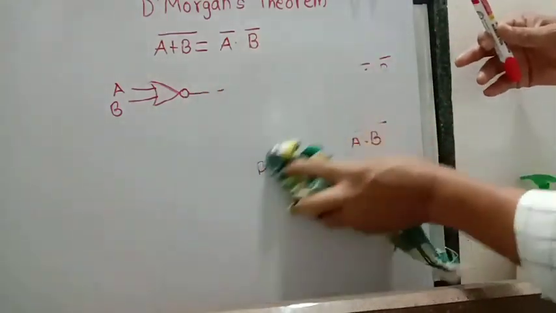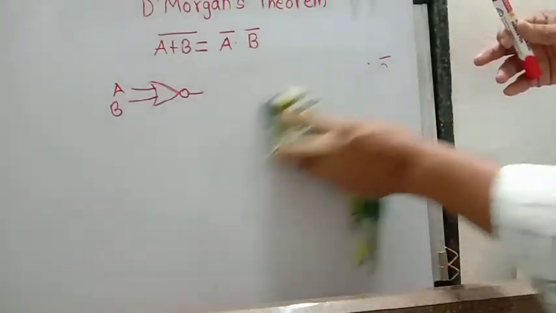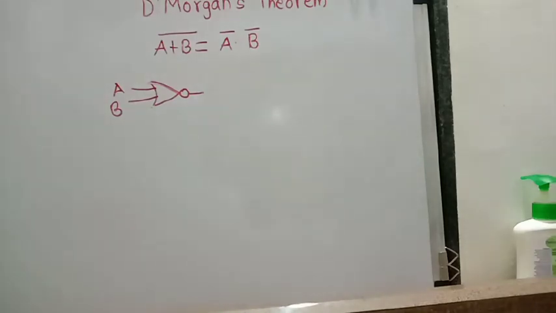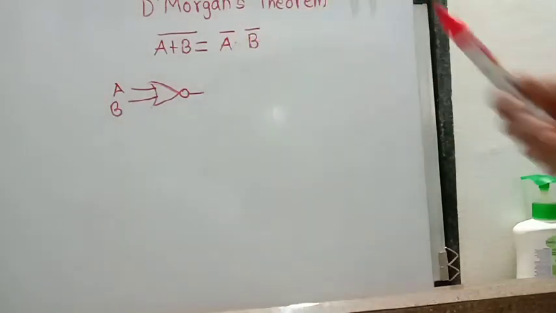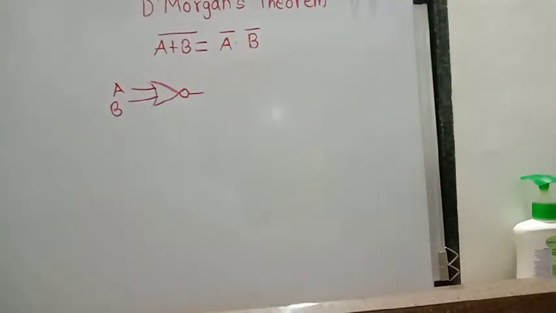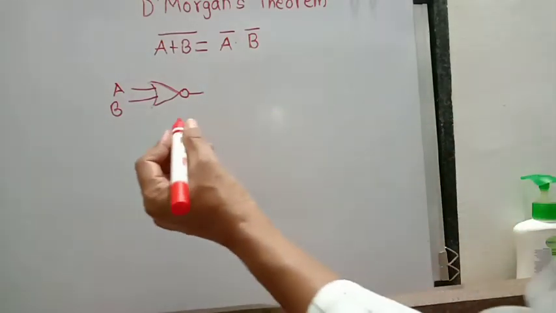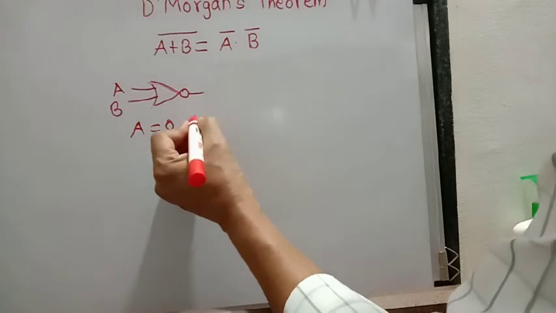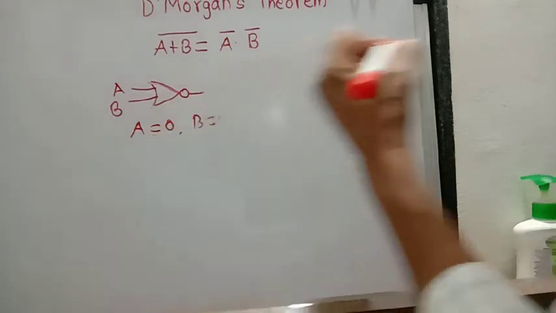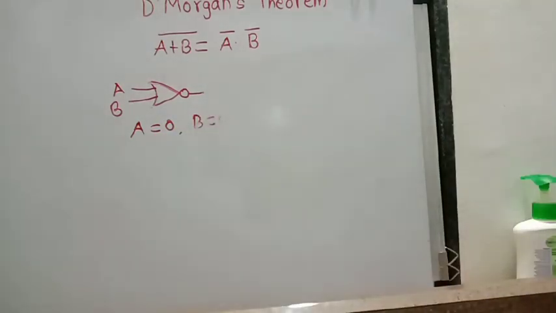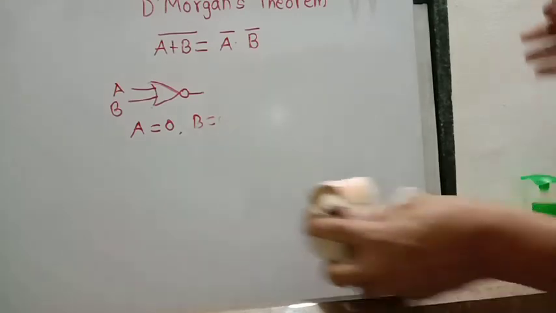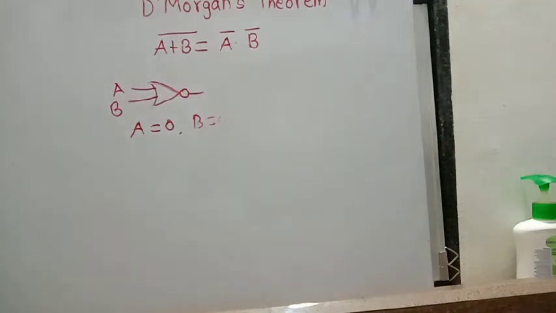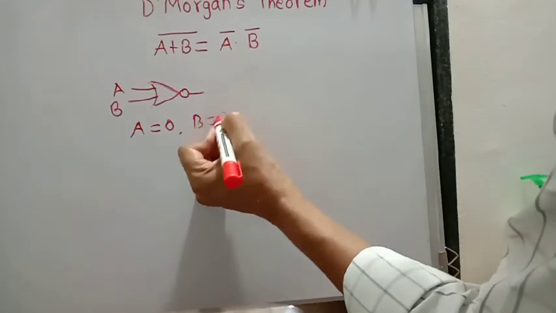So what is LHS? LHS is A plus B bar, and RHS is A bar dot B bar. Let the inputs be A is equal to 0 and B is equal to 0. Then what is LHS?